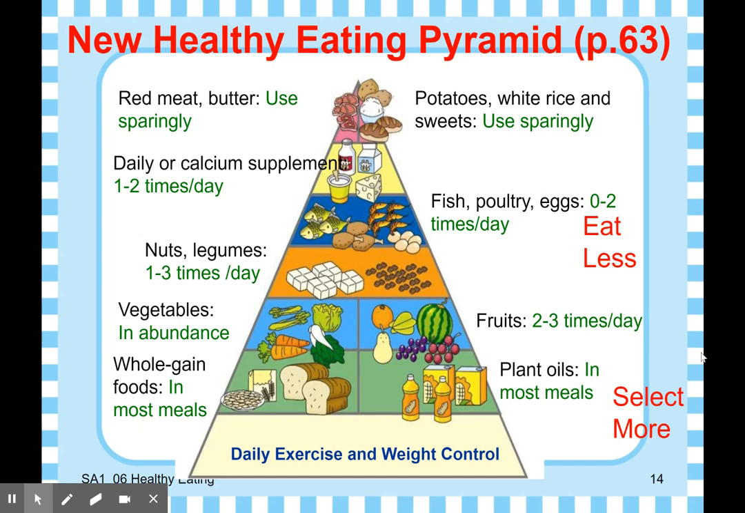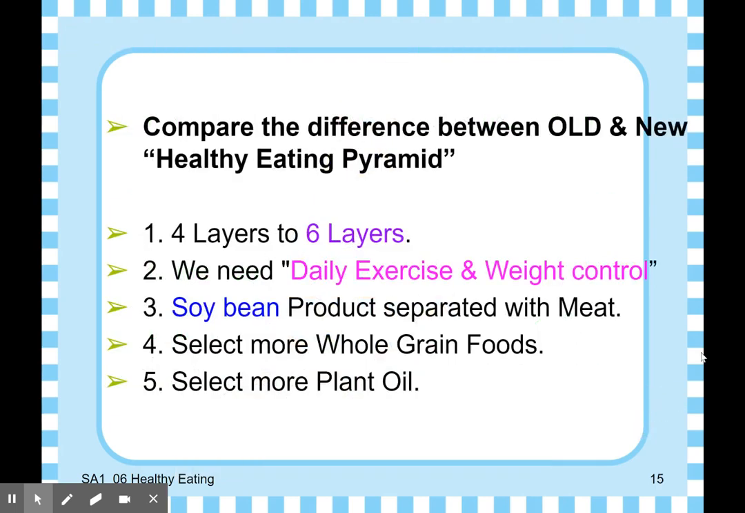At the bottom of the pyramid, you find that daily exercise and weight control have become more important lately. So remember, besides eating, you also need to do a lot of exercise every day. All right. Okay, so when you compare the difference between the old and the new one, you find that four layers became six layers, and then daily exercise. That's what I have mentioned before.